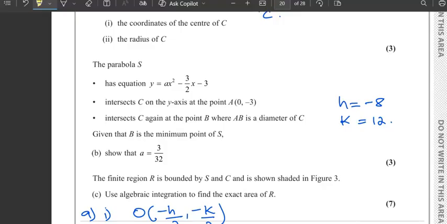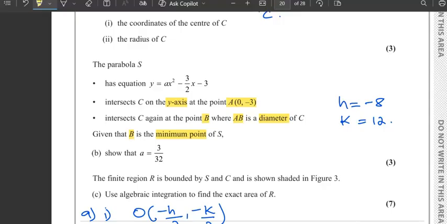So there is some information we are given here. C intersects the y-axis at the point A, 0, negative 3, and also intersects the point B, where AB is given as the diameter. And also you're told that B itself is the minimum point of S. Remember, S is the parabola. So the first bit, show that a is equal to 3 over 32.